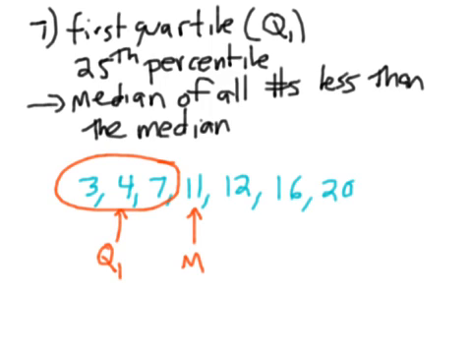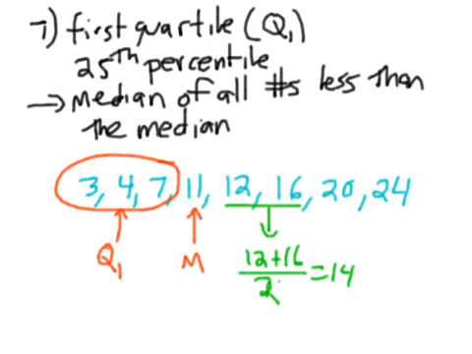Now, I just want to show you that things can get a little bit goofy here. Let's say I add one more number, a 24 here. Now we have 8 total numbers. N is 8. So what's the median? The median is the average of 12 and 16, which is 14. Now, where are the numbers that are less than 14? Well, it's all these numbers, right? Am I doing that right? I totally messed up this example, didn't I? Yes, I did. Forget what I just said.